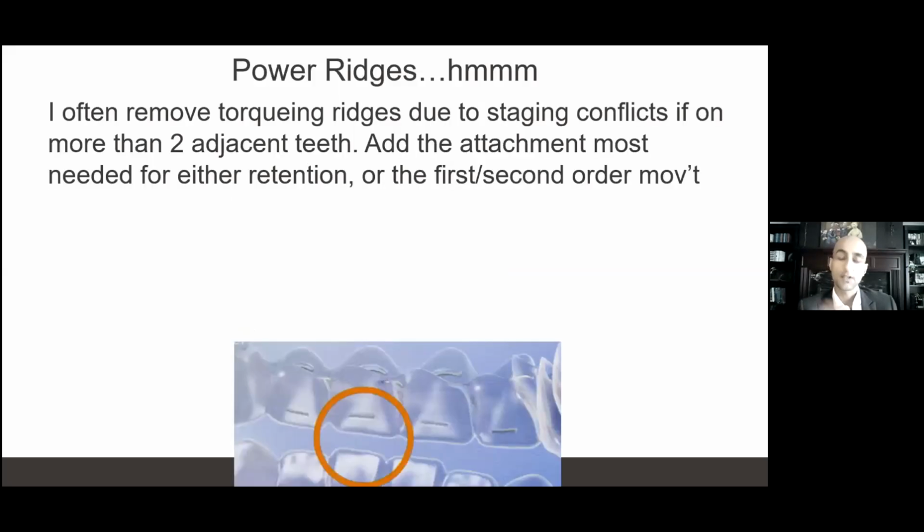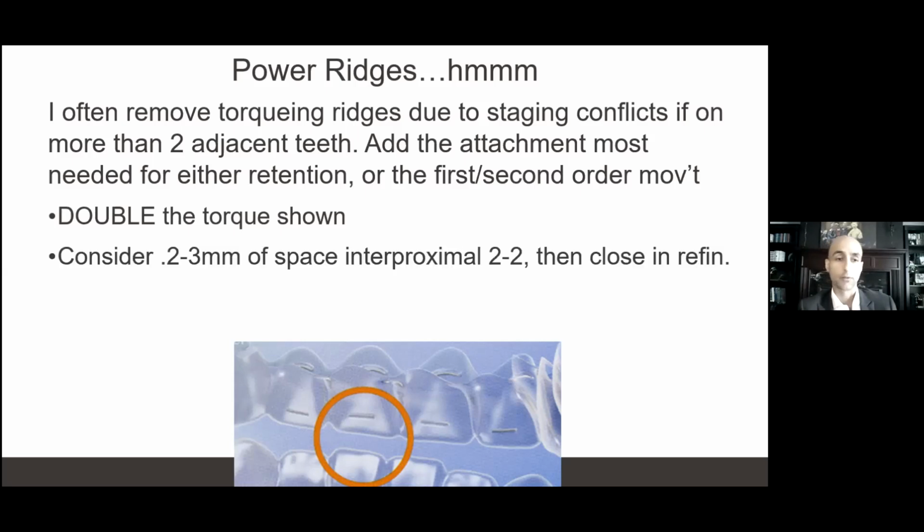So with regards to, again, power ridges and torque and just the movement overall, I do often remove power ridges due to staging conflicts if the power ridges are on all 4 teeth. If I have a situation where power ridges are on the upper 2 to 2, that makes me nervous, honestly, and I tend to at least remove the ones on the laterals and add retentive attachments. The other thing I ask for, generally speaking, is to, of course, double the torque that's shown, especially in adults. Again, you need to overtreat it.